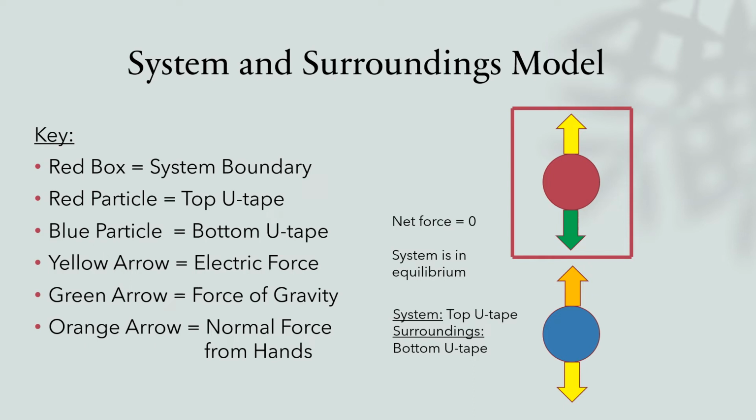This is a basic system and surroundings model of the two pieces of tape. The red particle represents the top tape, which is the system, and the blue particle represents the bottom tape, which is the surroundings. The yellow arrows represent electric force, the green arrow represents gravitational force, and the orange arrow represents normal force.